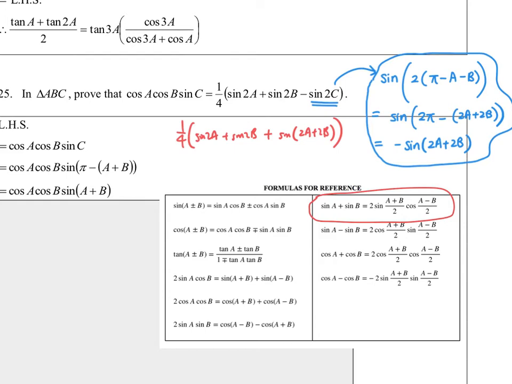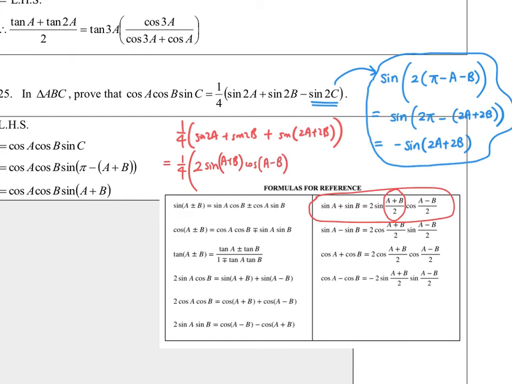In the resultant expression, you'll get a plus b over 2. Here, a is 2a, b is 2b. So after you have the sum for sine 2a and sine 2b, you would expect to see the average of them. It means a plus b. So finally, you get 2 times sine a plus b, the average of 2a and 2b, and then cosine 2a minus 2b over 2. It means a minus b.